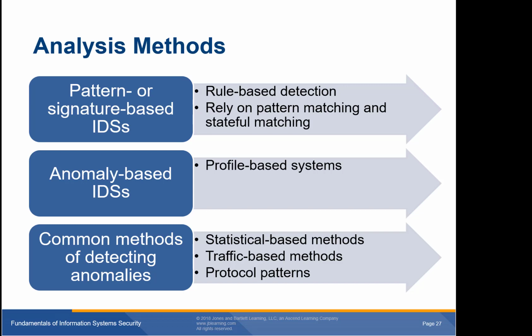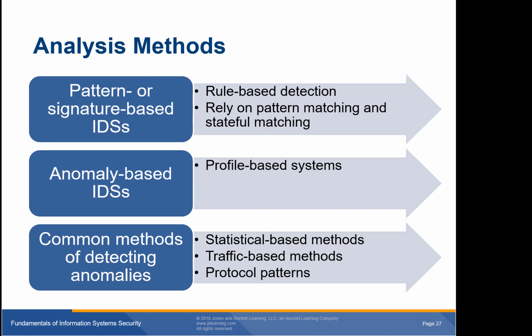Anomaly-based IDSs, sometimes called profile-based systems, compare current activity with stored profiles of normal expected activity. These are only as accurate as your definition of normal activity. Once you define normal system operation, the IDS compares current activity to what you consider normal activity. Anything the IDS considers abnormal is a candidate for analysis and response.